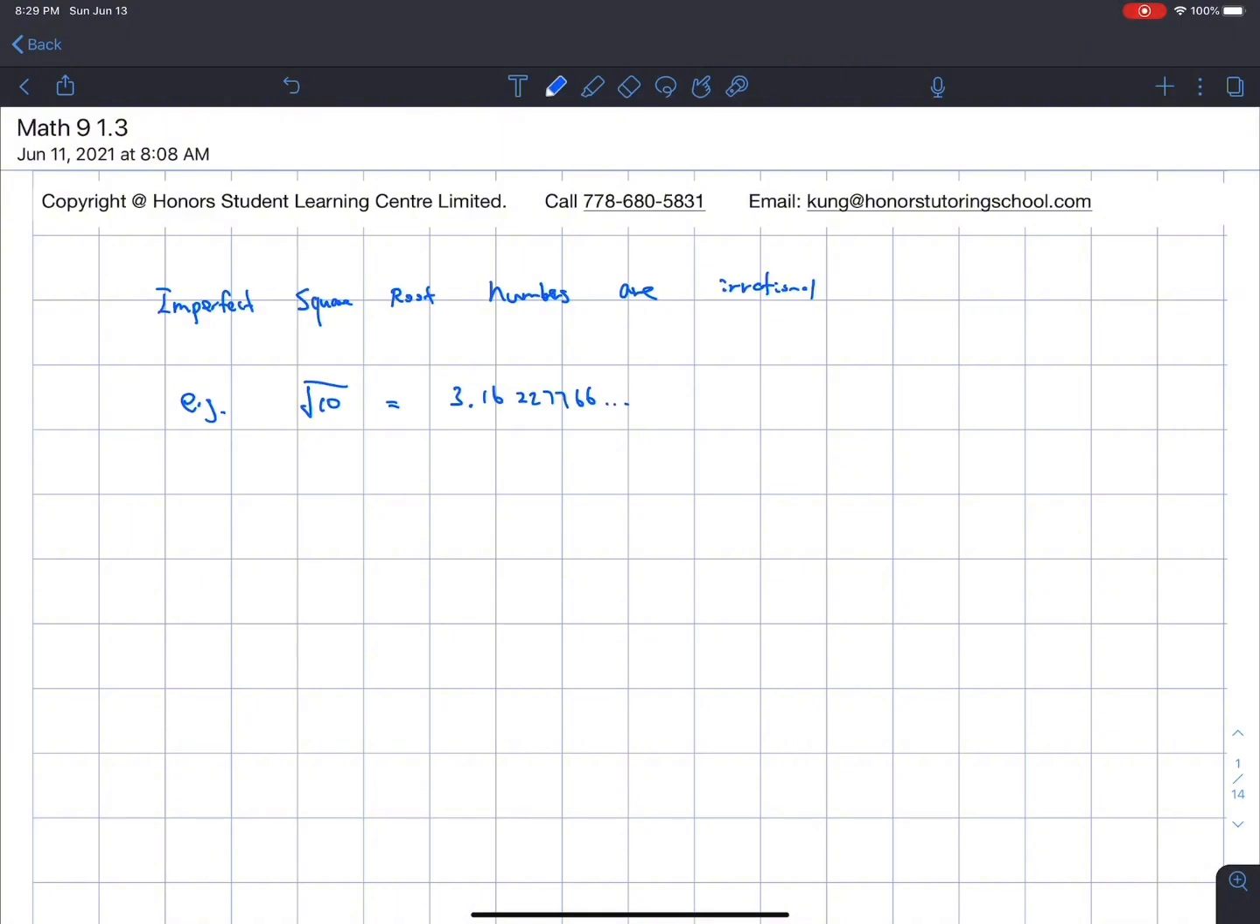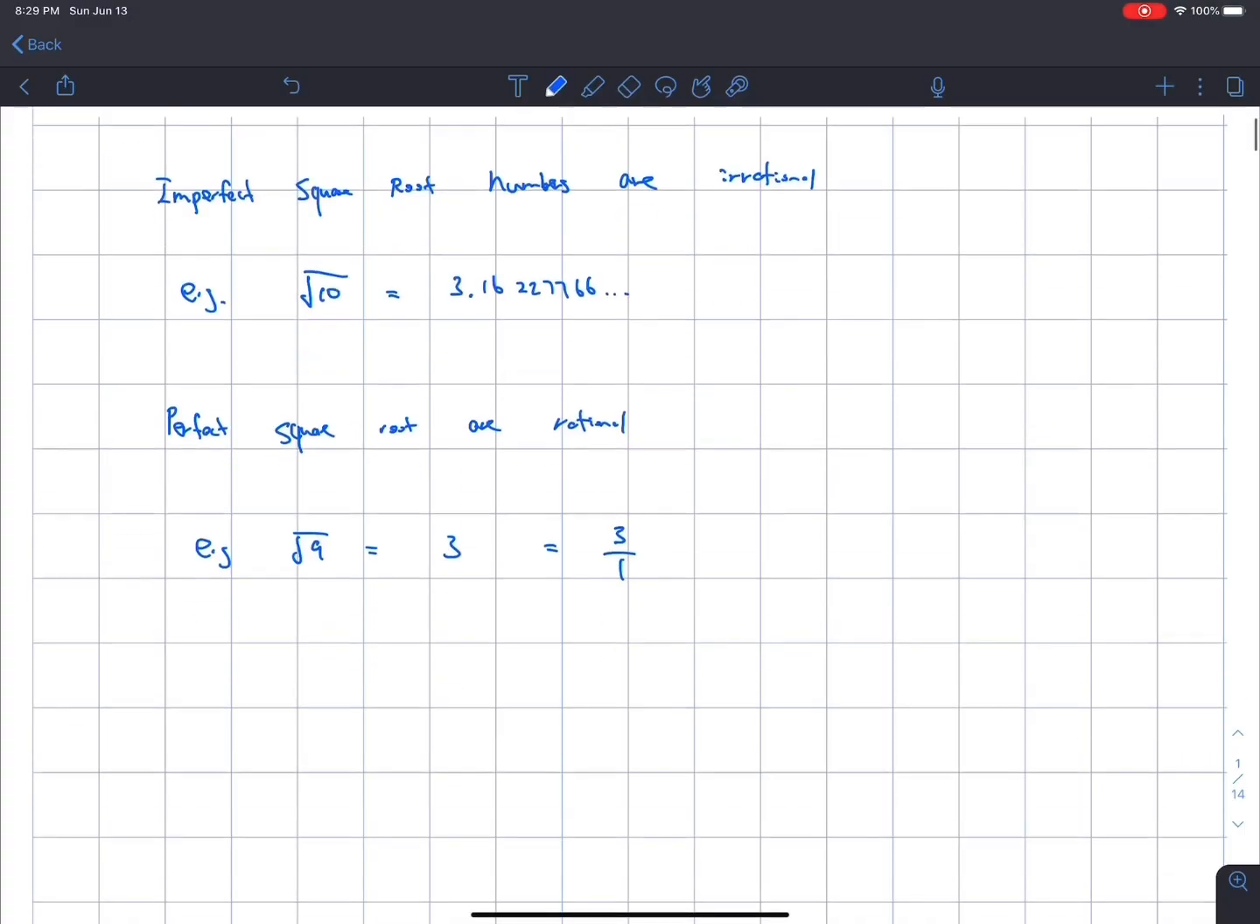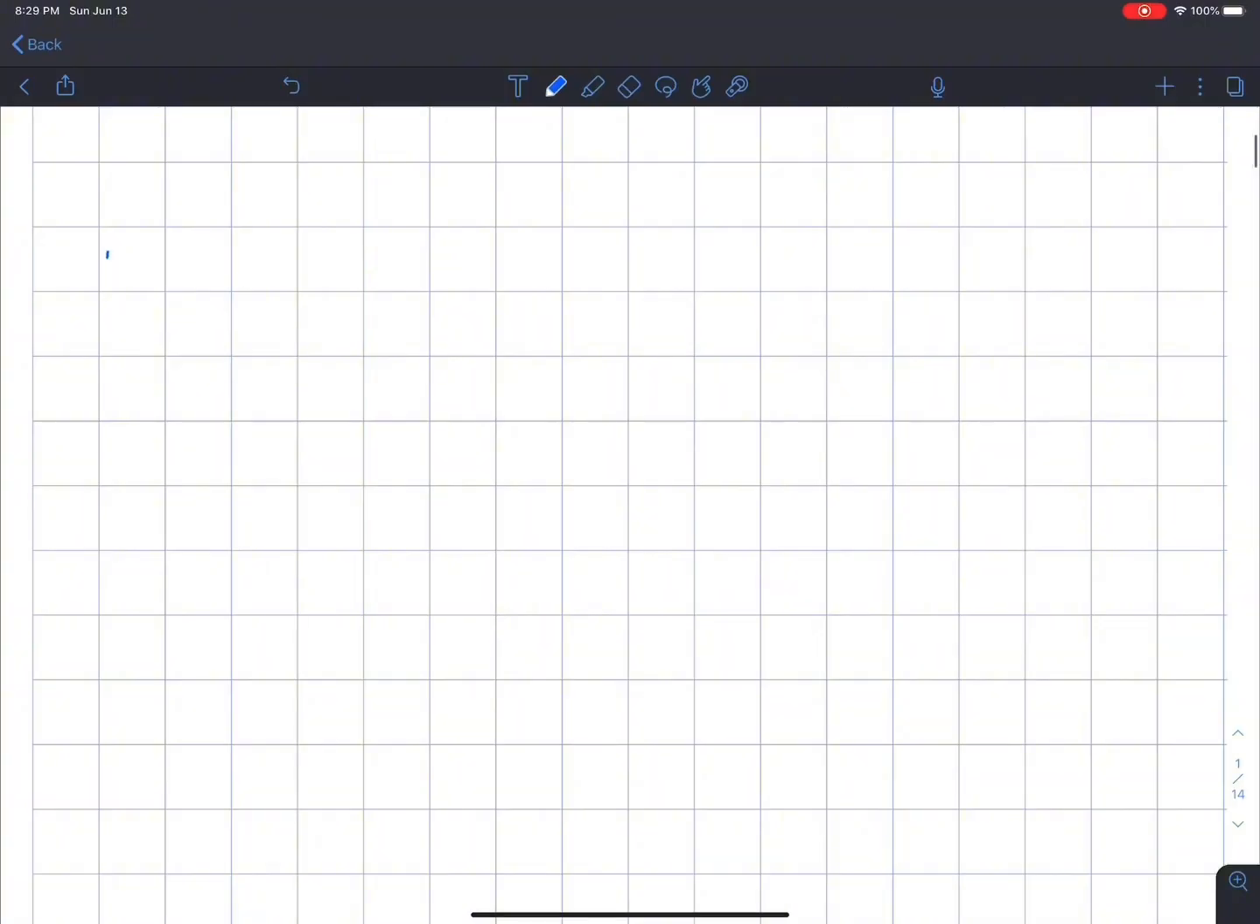And of course, any perfect square root will be rational. For example, if we have the square root of 9, it will just be 3. And we can say 3 is 3/1, so we can express it as a fraction. Okay, so 1/8. The square root of 121 is 11. It is a perfect square, so it will be rational.